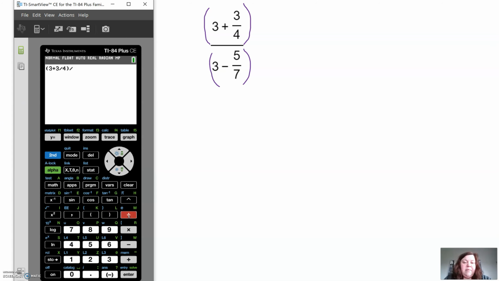Then we'll have our divided by button, because remember, a fraction bar is just another way of dividing. Then we'll have 3 minus 5/7. So 5 divided by 7. And we close that parenthesis. And when we press enter, it is going to give us a decimal, and we don't want a decimal answer. So to change it into a fraction, we'll do our math button. We'll choose 1 for fraction.